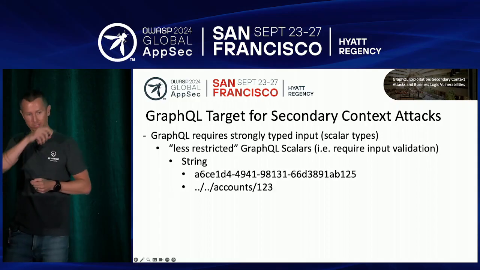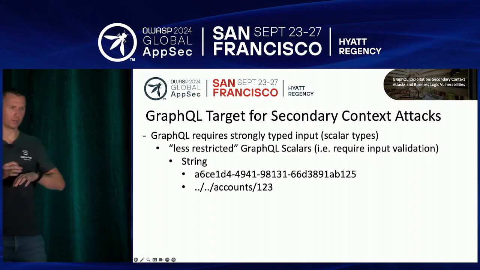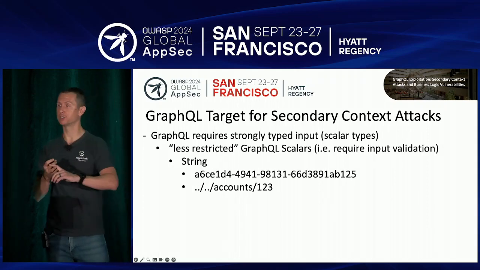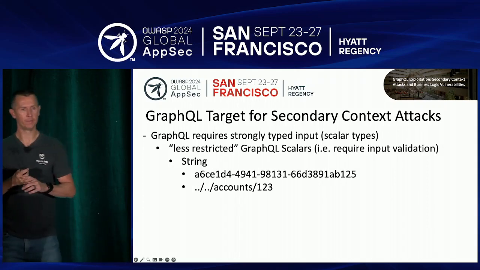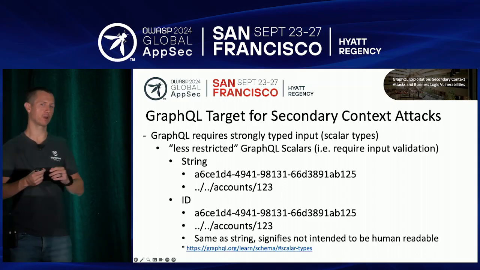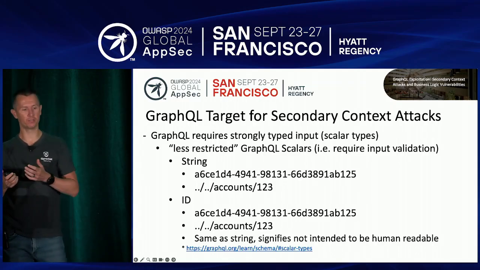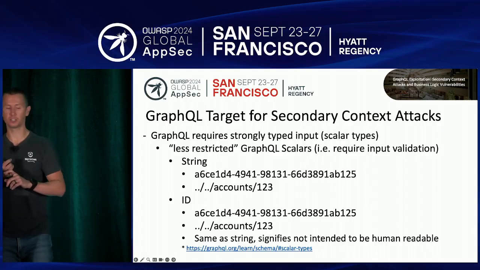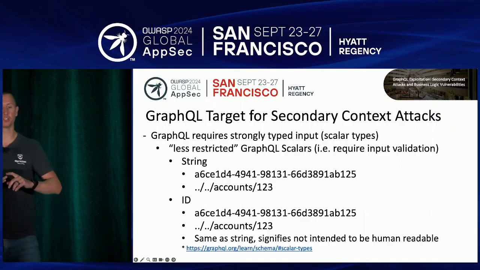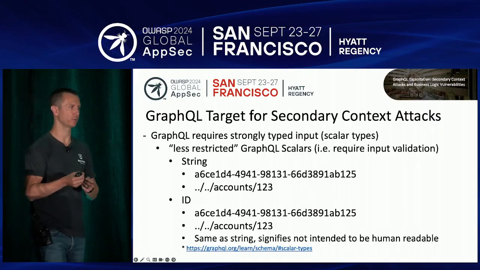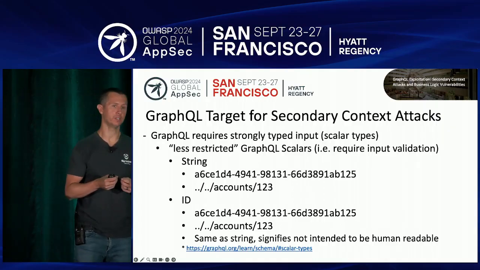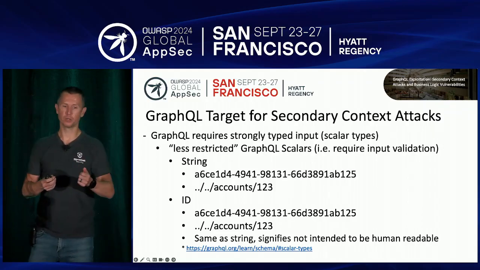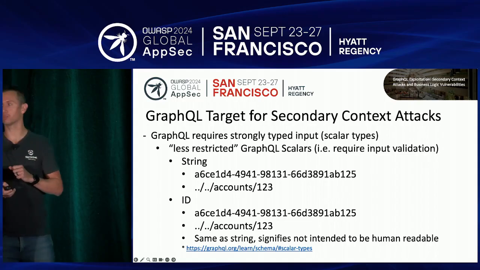So for example, let's say that we have an input of string. Both of these are valid string inputs, right? A GUID is a valid string input, but so is a path traversal exploit. And then the more important one is probably ID. Of the 5, the 5th one is ID, which according to the documentation serializes the same as string. It just signifies that it's not intended to be human readable. So an ID input is more or less the same as string, so a GUID is valid, but so is a path traversal payload.